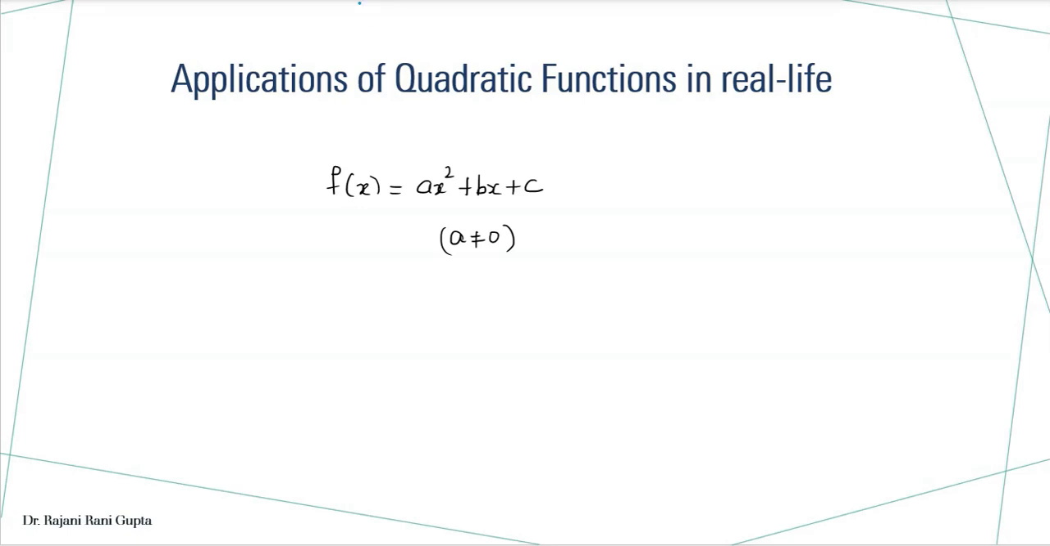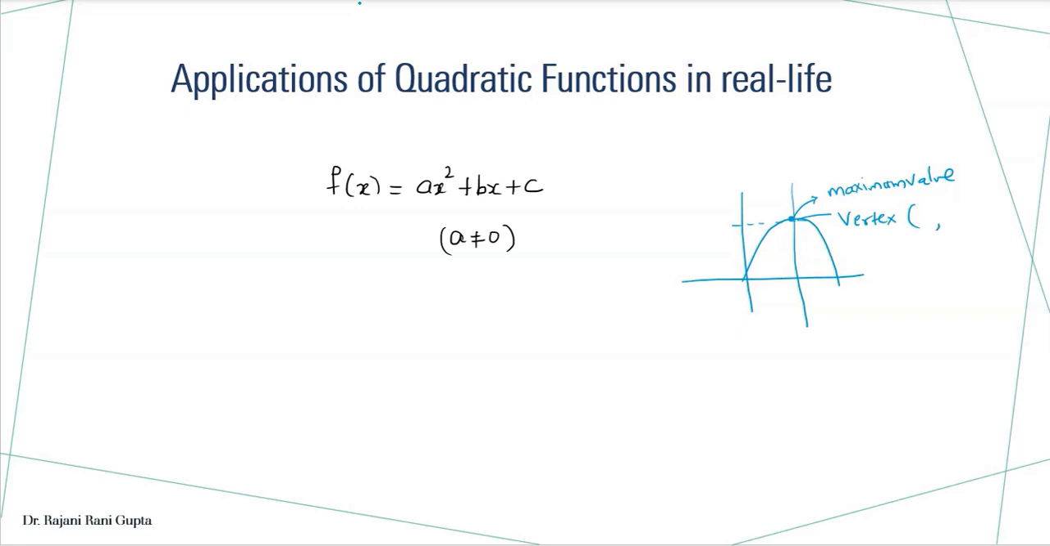For instance, if your function has this graph, you know that the function will attain a maximum value here. This value is the maximum value. And if you remember, how do we find the maximum value? This is the axis of symmetry, and we find this as the vertex.